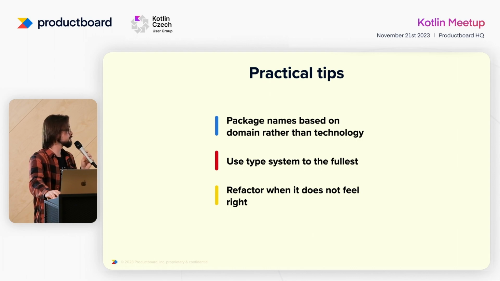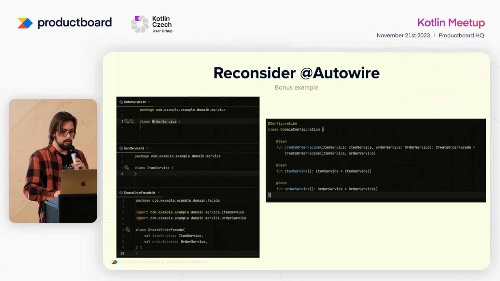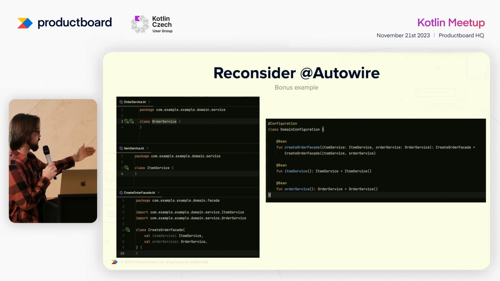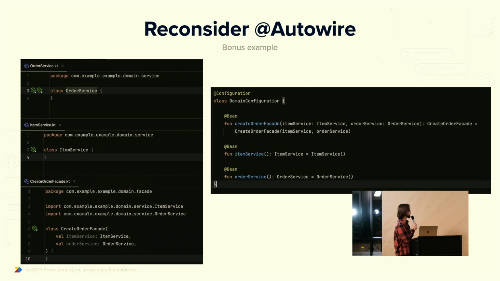Okay, and now, as promised, another special bonus example for Spring guys and girls. Reconsider AutoWire. If we look to the left, we have order service, item service, and a facade that has a dependency on item and order service. There is no AutoWire, but we can see these green beans that identify to us that it's managed by Spring. So how can we achieve that? On the right, we have configuration, and we define beans manually and inject them manually. Why would you do this?